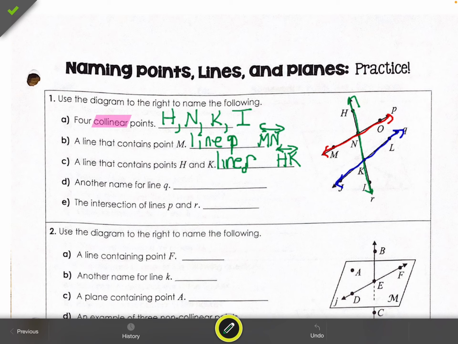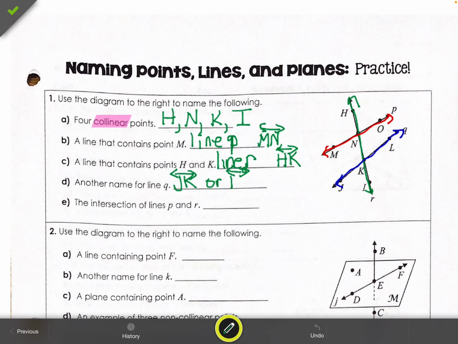Letter D, another name for line Q. Okay, line Q is my blue line. And so you can't call it line Q because they've already used that name. So they want a different name that still represents that line. So again, I'd have to go to the points. You only use 2 points. So I could call it line JK. Or I could call it, and again, you don't have to write all of these. I'm just showing you that there are more than just one option.